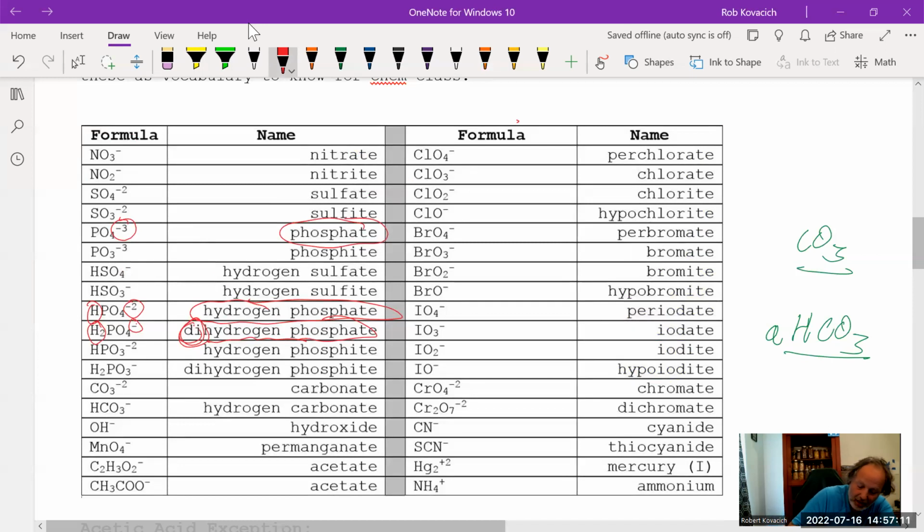And instead of it being a polyatomic ion, it will be H3PO4, which is phosphoric acid. The same situation with the hydrogen sulfate. If I add another hydrogen to the sulfate, now the charge is 0 overall, and that's sulfuric acid.